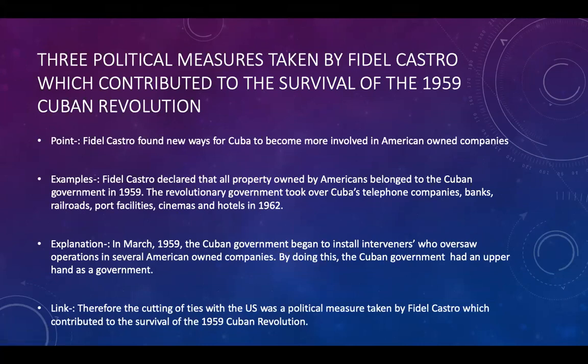Okay, I guess I'm continuing. Three political measures taken by Fidel Castro which contributed to the survival of the 1959 Cuban Revolution. Point: Fidel Castro found new ways for Cuba to become more involved in American-owned companies. For example, Fidel Castro declared that all property owned by Americans belonged to the Cuban government in 1959. The revolutionary government took over Cuba's telephone companies, banks, railroads, port facilities, cinemas, and hotels in 1962. Would you say over Cuba's are the American owned? Repeat, sir. Would you say Cuba's are the American owned?